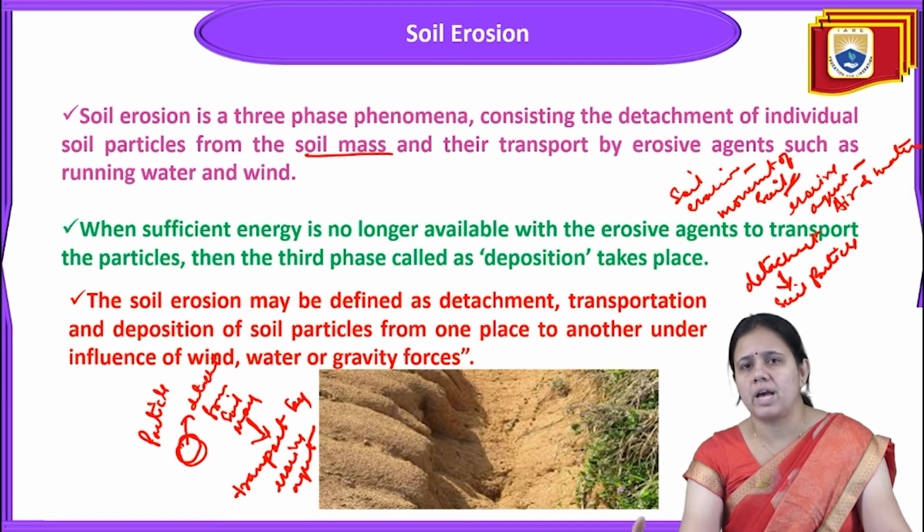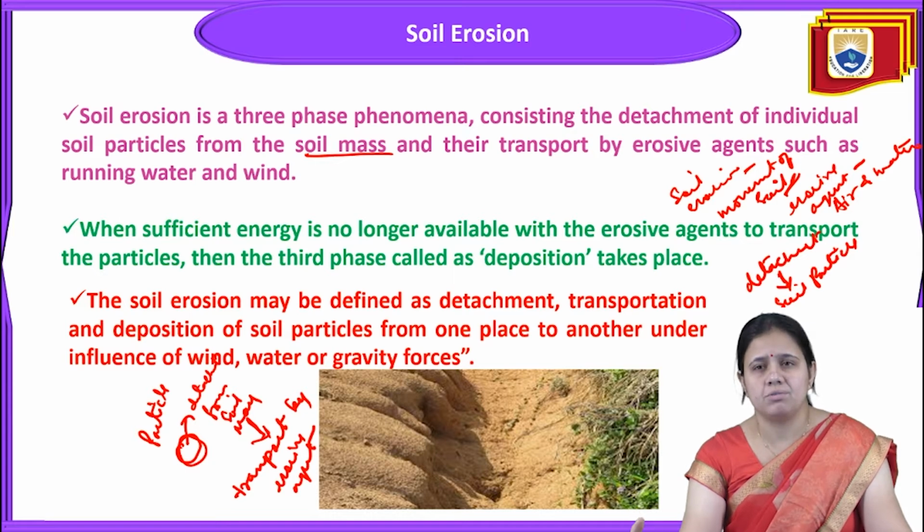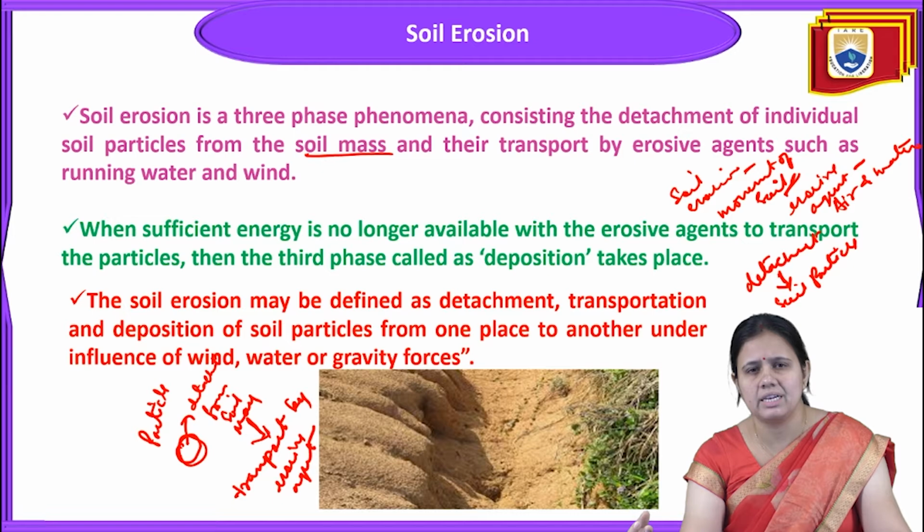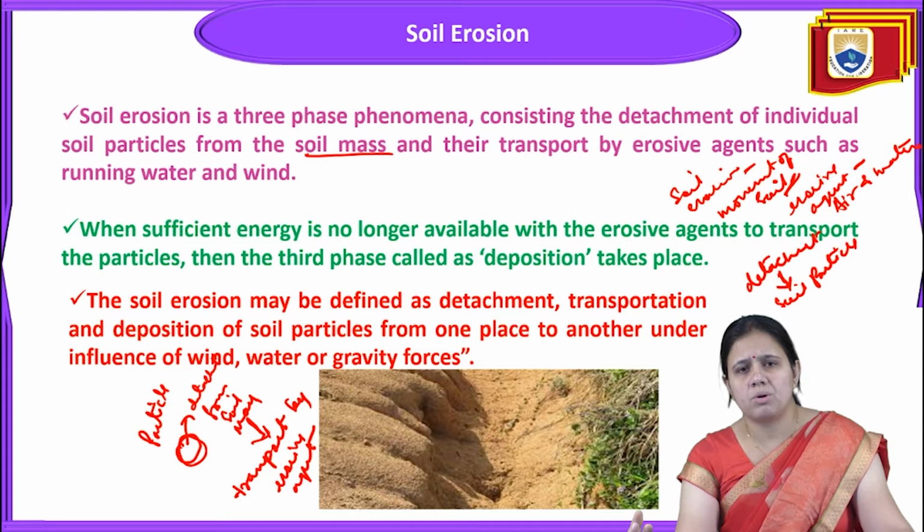The detachment, transportation and deposition of soil particles from one place to another by the action of wind, water and gravity forces is called soil erosion. These erosive agents, wind, water and gravity forces, are the external agents responsible for the erosion of soil. Due to some atmospheric activity, the topmost layer of soil is reduced, the fertility is reduced, or the topmost layer is moved from one place to another, which is called soil erosion. So this was about soil erosion.